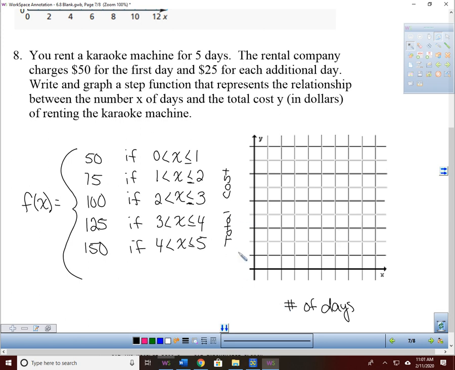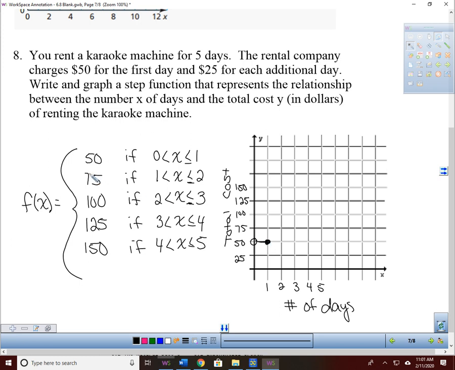All right, so let's count by 25. So we have 25, 50, 75, 100, 125, 150. And we have 5 days: 1, 2, 3, 4, 5. So anything in the first day, whether it's half a day, whatever, I'm paying $50 between 0 and 1. So here's 0, here's 1. I'm at 50. I'm not equal at 0. I am equal at 1. And then you just connect those two.